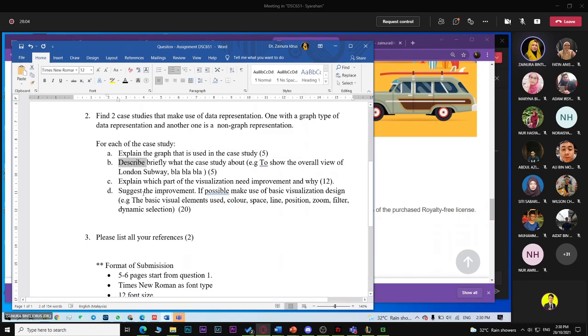Subway tu adalah kereta api bawah tanah. So explain which part of the visualization needs improvement and why. Lepas you cerita subway tu keseluruhan dia nak tengok apa, ataupun you are talking about the usage of phone, the line throughout the world, and then taking into consideration 24 hours the usage. I mean, heavy kat mana macam tu.